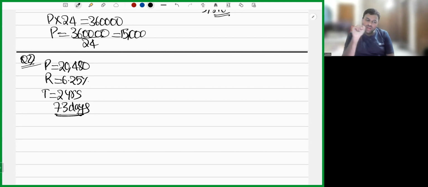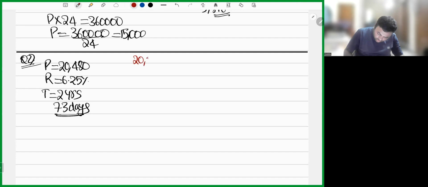I'll calculate accumulated amount for 2 years. Then I'll calculate compound interest for 73 days. I'll get the total accumulated amount. Accumulated amount minus principal will give you compound interest. Let me show you.